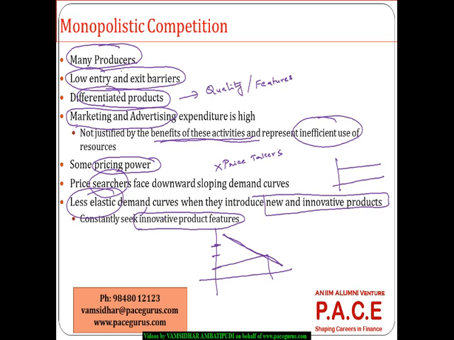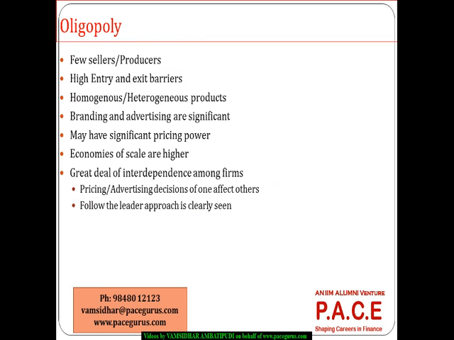That's where you see, with respect to either a toothpaste or a soap or a shampoo or a detergent, that every few months a new product comes out from a company with a different feature altogether, because the more innovative they are in the product features, the more they are able to survive in that market. That is how a monopolistic competition is operating.